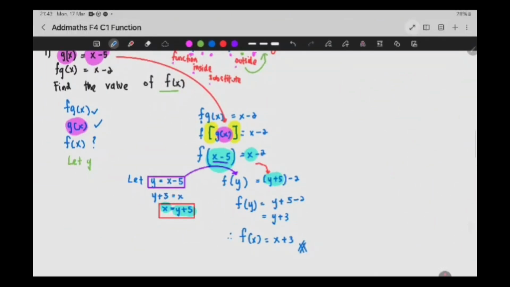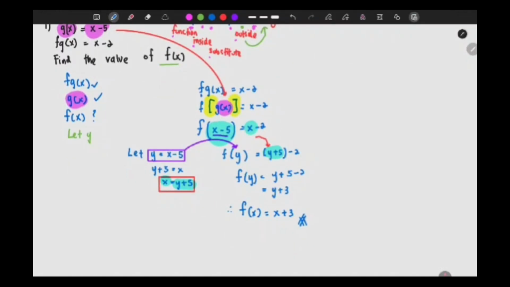So let's get back to this. Okay, so let's check whether our answer is correct or not. So you know fgx is made up of two functions. As we do is we actually expand them. First step, right? Let's check whether our answer is correct or not. So gx, you know our gx, which is x minus 5. So let's substitute x minus 5.